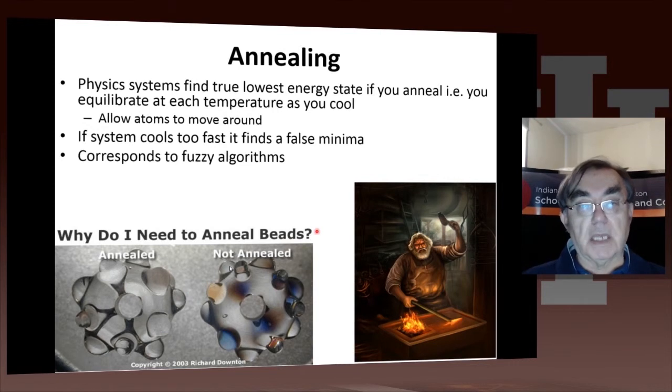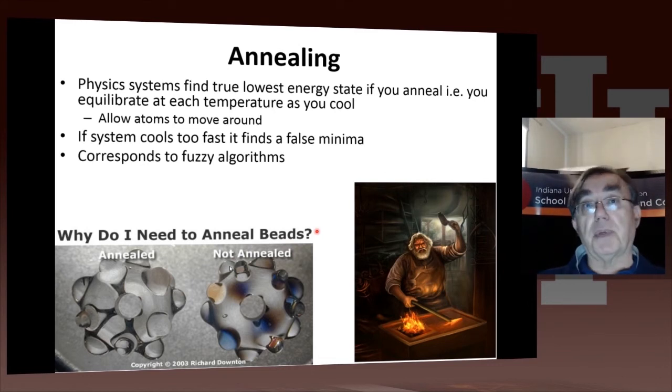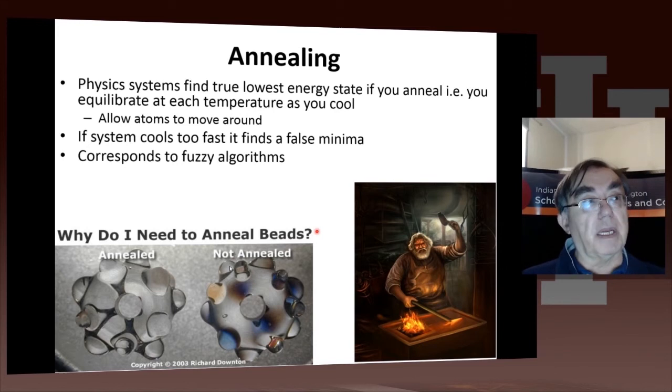So another way of looking at annealing is fuzzing things up, because what happens in physics when you have a high temperature is that the atoms dash around more and more. So by allowing the system to cool slowly, you're keeping it at a high temperature longer, which means you're allowing your atoms to rush around and find the best solution.